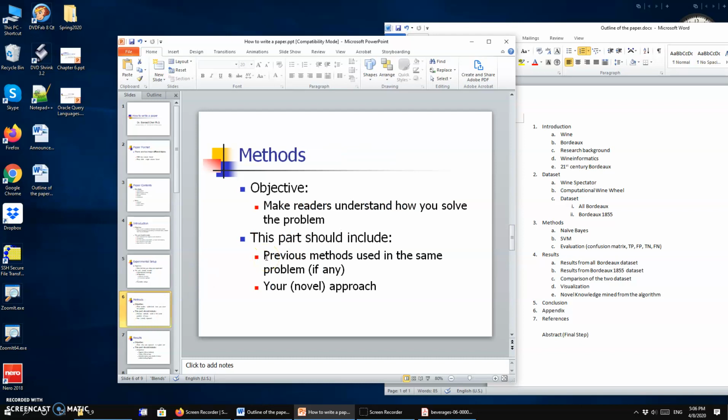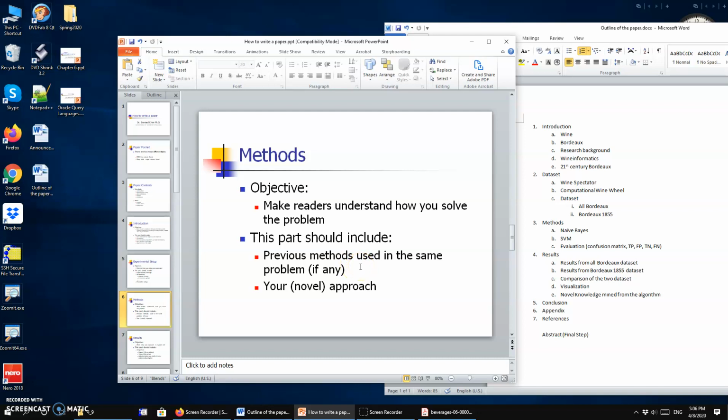Then we move into the methods. So what are the algorithms? What are the evaluation metrics that you have done? So in this part, we want to make the readers understand how you solve the problem, and the part should also include the previous method used in the same problem.